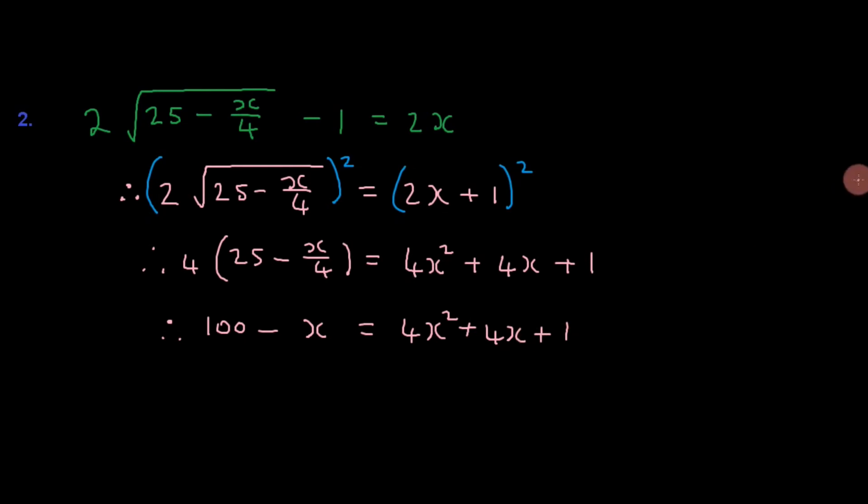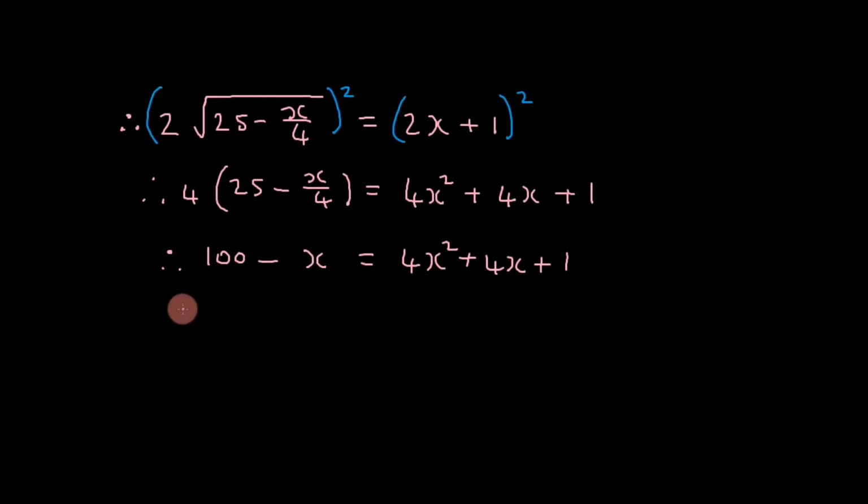Now we can bring everything to one side. So 4x squared. Then 4x plus x will give us 5x. And 1 minus 100 is minus 99. And this is equal to 0. So we end up with a quadratic once again, which we can solve. In this case, we are forced to use the quadratic formula.